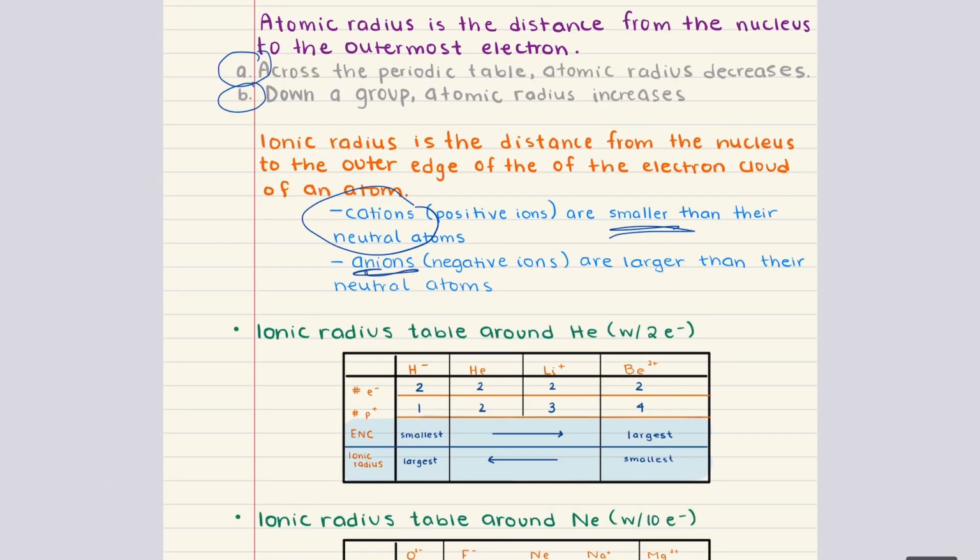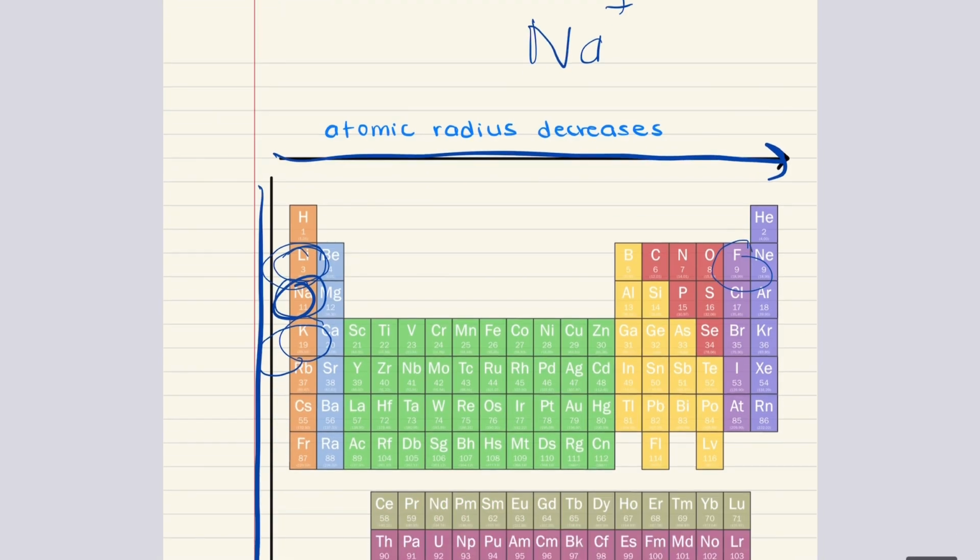Anions, these are negatively charged ions, are going to be larger than their neutral atoms. When an atom gains electrons, electron-electron repulsions increase, and that causes the electron cloud to expand. As an example, fluorine has a smaller radius than fluoride, F minus, which has gained an electron, because adding an electron increases repulsion in the outer shell.